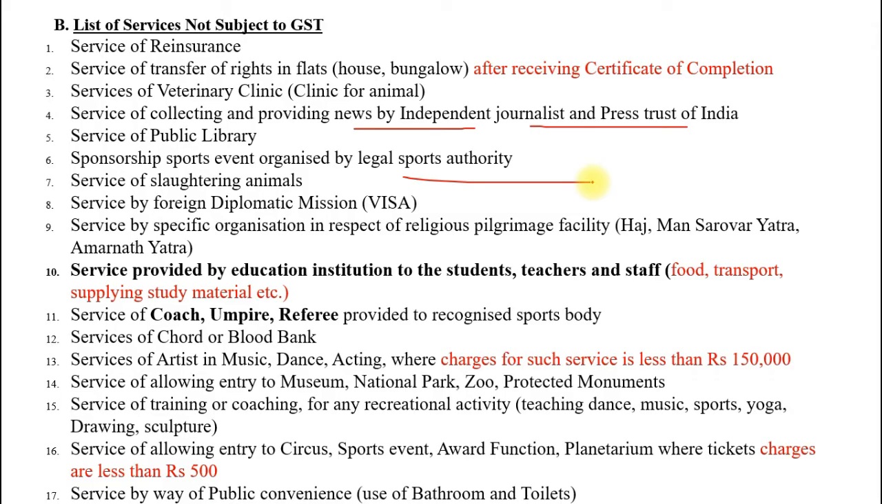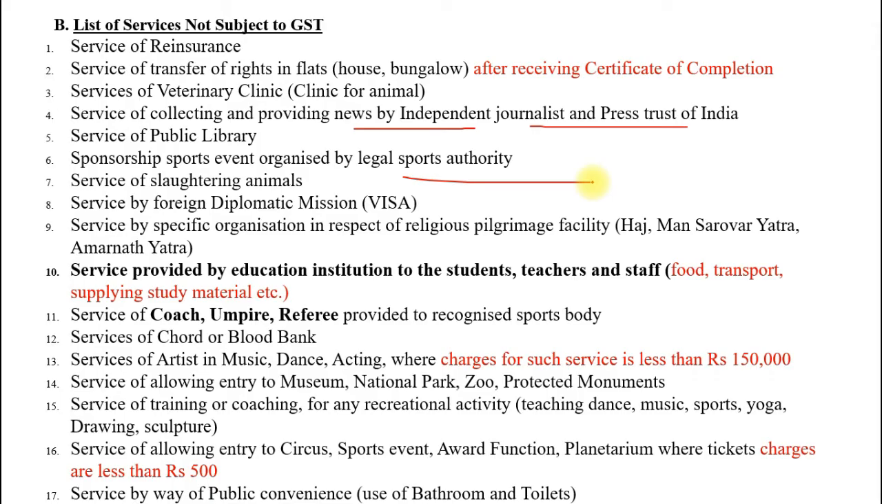Slaughtering of animals, there won't be any GST. Service by foreign diplomatic mission, that is for visa, there is nothing. Service by specific organizations in respect of religious pilgrimage facility to Hajj, Mansarovar Yatra, Amarnath Yatra, all those services, there won't be any GST. Service provided by education institution to the student, teacher and staff, that is food, transport, supplying study material, on that no GST. Service of coach, umpire, referee provided by any recognized sports body is exempted.